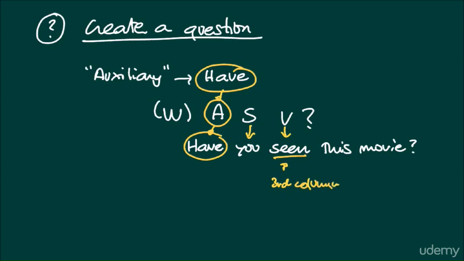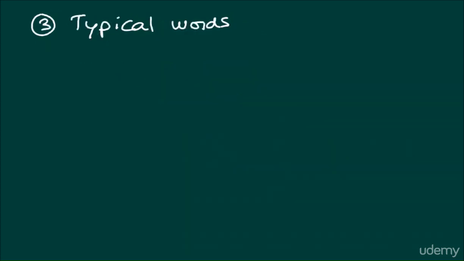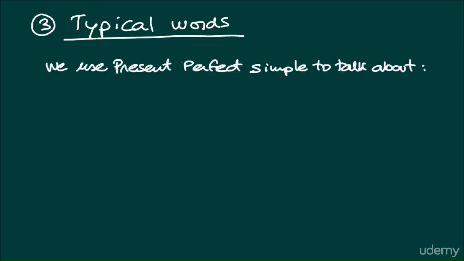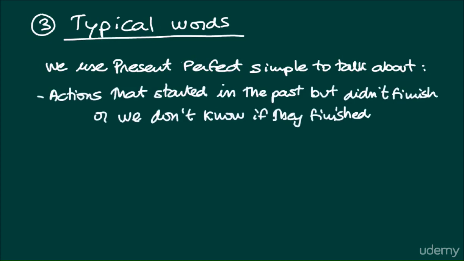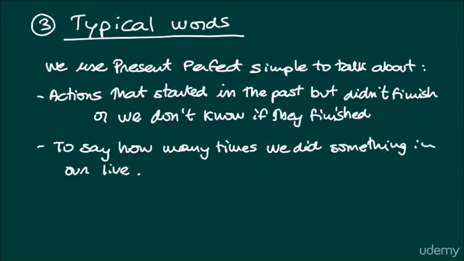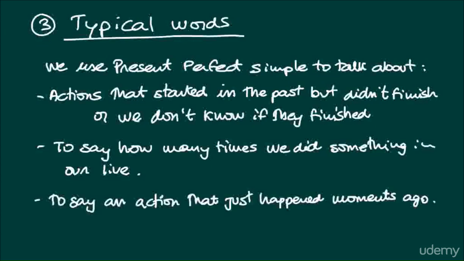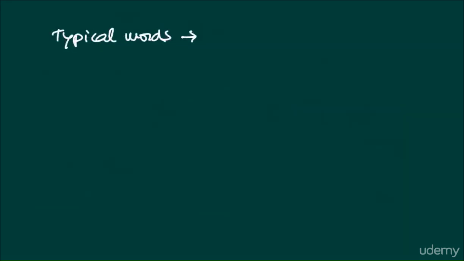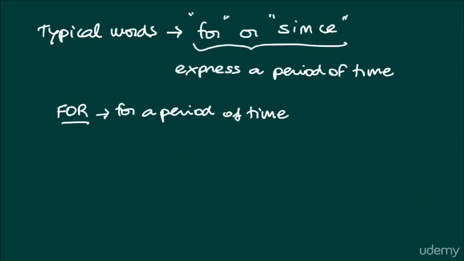The last thing you should know are the typical words from this verb tense. As we use the present perfect simple to talk about actions that started in the past but didn't finish, or we don't know if they finished, to say how many times we did something in your life, or to say an action that just happened moments ago. The typical words are for or since that express a period of time.